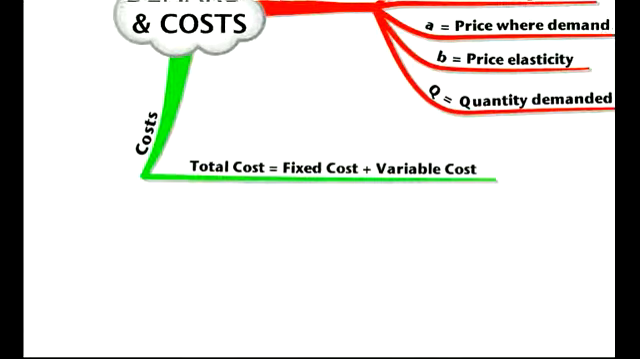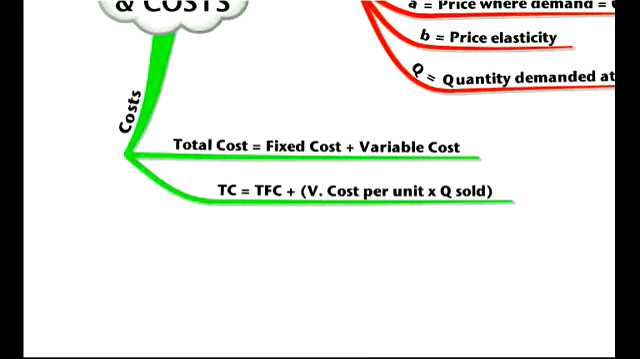Okay, so costs then, that brought us on to look at. We knew that our total costs equals our fixed cost plus our variable costs. So those are the two cost elements. Our total cost then equals total fixed costs plus our variable cost per unit times the quantity sold. And that stands to reason. Our total variable cost will be the variable cost per unit times the number of units that we actually sell.